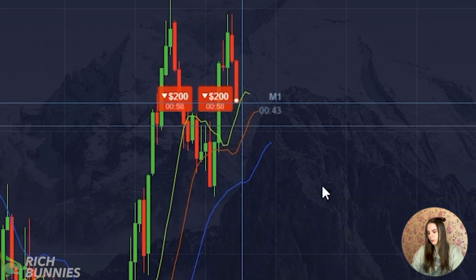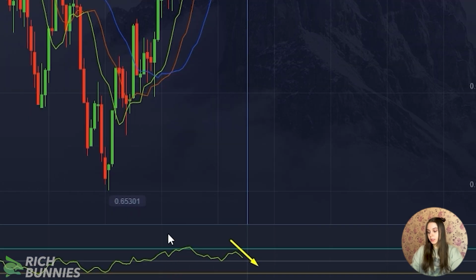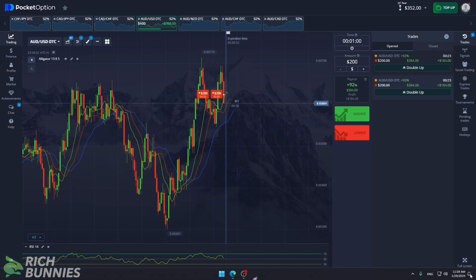We also see that the moving averages are currently headed to the bottom position, and the RSI indicator has a similar situation. Everything speaks of opening the trade on the downside. Let's look at the chart.